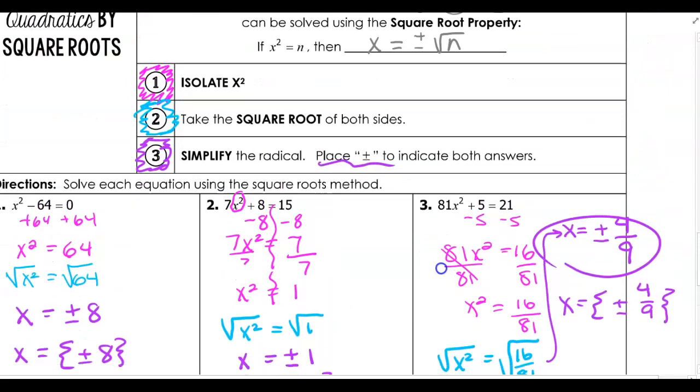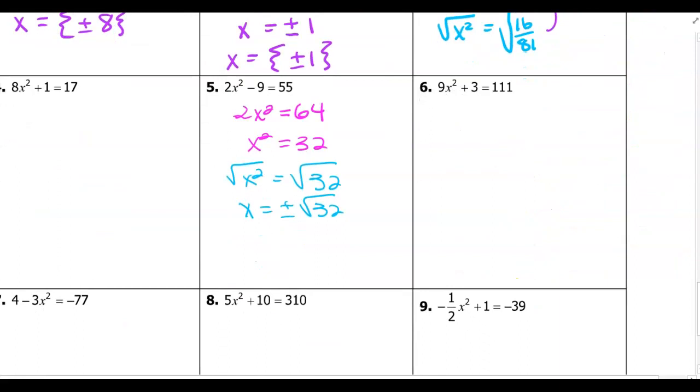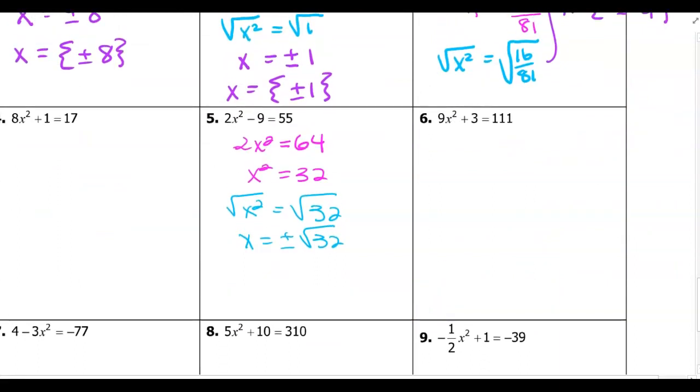And now for the part that we haven't really had to do too much, step 3, which is to simplify the radical. When I look at 32, I know that it has a perfect square factor of 16. So we have radical 16 times radical 2. Square root of 16 is 4. We have 4 radical 2. In set notation, plus or minus 4 radical 2 in our fancy curly braces.